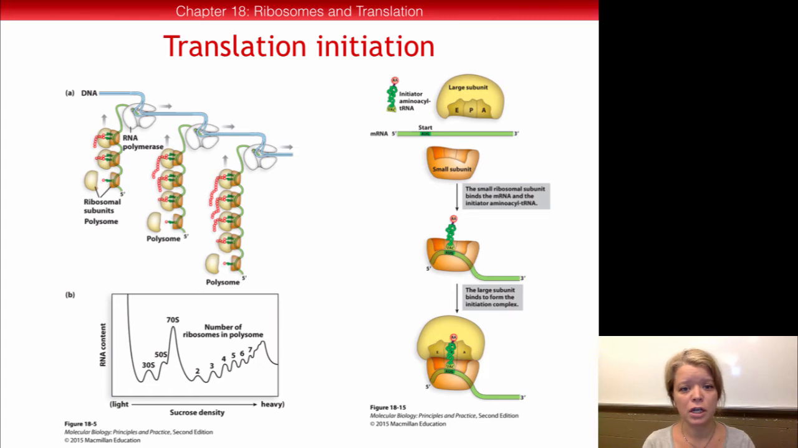So, translation initiation. Let's look at this picture first. Here you can see that multiple ribosomes can attach to an mRNA message, and we're talking here about prokaryotic transcription because you can see the DNA. The RNA polymerase is cranking out that mRNA, and the ribosomes are finding it right away and moving in this direction, reading the mRNA and translating it into protein.